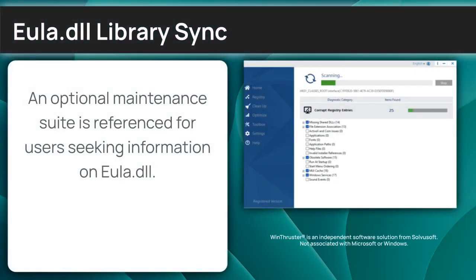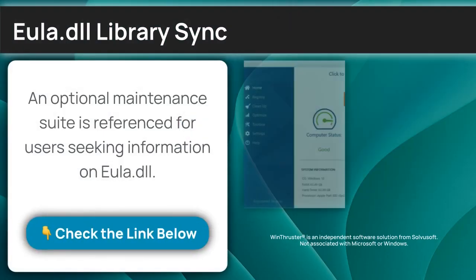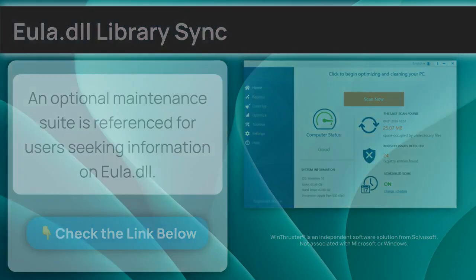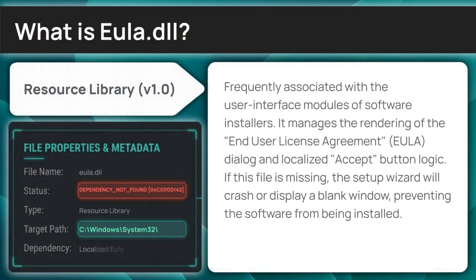Before starting the manual troubleshooting for End User License Agreement Module, you can access a utility to help standardize your system references. This is the End User License Agreement Module, frequently associated with the user interface modules of software installers. It manages the rendering of the End User License Agreement EULA dialog and localized accept button logic. If this file is missing, the setup wizard will crash or display a blank window, preventing the software from being installed. Now that we've covered what the file does, let's jump into our first fix.